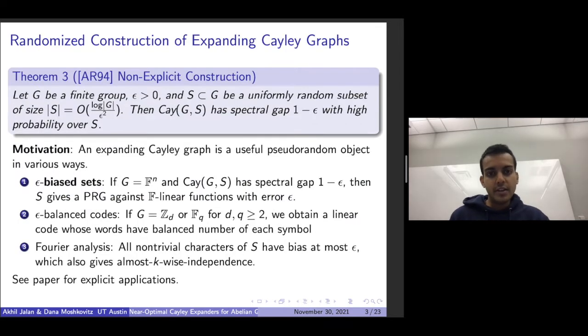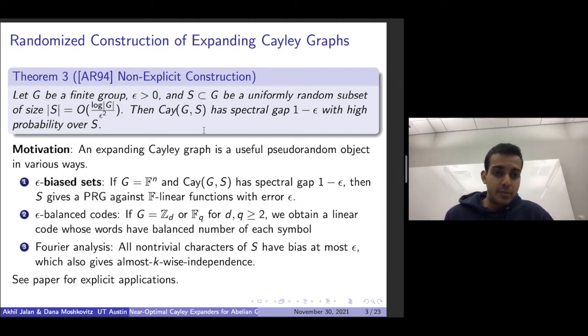So we're interested in expanding Cayley graphs, and the starting point for us is a randomized construction due to Alon and Roichman in '94. What they proved is, given any finite group and any desired epsilon, if you choose a uniformly random subset of the group of size log |G| over epsilon squared, then the Cayley graph of G with respect to S has spectral gap 1 minus epsilon. So this is a very good spectral gap, and you only need a few group elements. I mean, logarithmic in the overall group size.